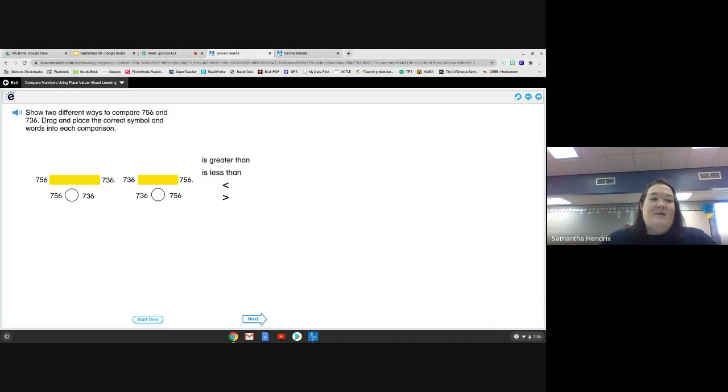756 and 736, okay? So all we have to do is flip the two numbers. So 756 and 736. 756 is greater than 736. The way I remember this is an alligator mouth with teeth, and it's always going to eat the larger number, okay? So if it's pointing this way, it's greater than. 756 is greater than 736.